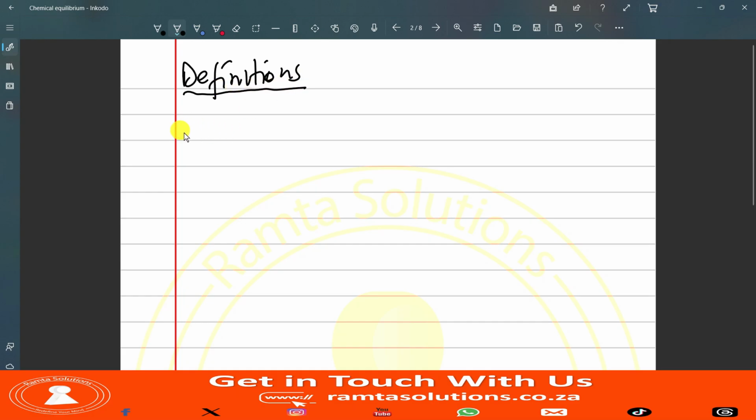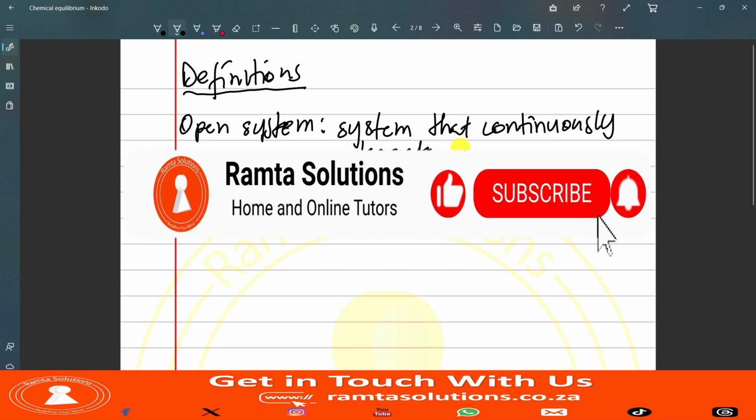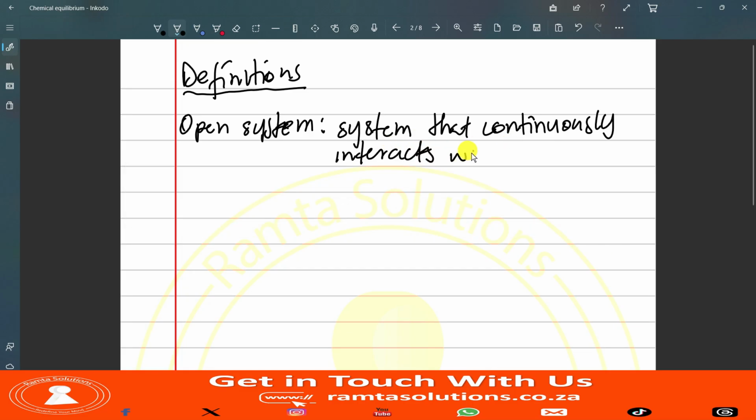Definitions that you're going to come across in this topic are: one, open system. You need to know what an open system is. This is a system that continuously interacts with its environment. These definitions are according to the Department of Basic Education. Where possible, I will try to expand on them.